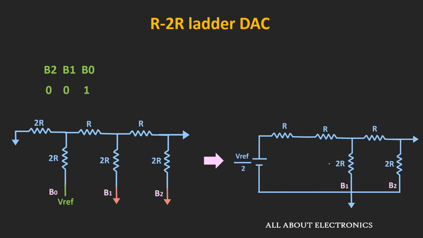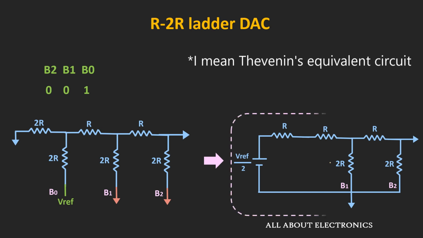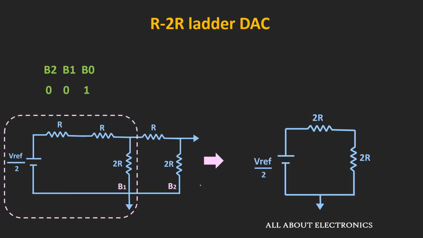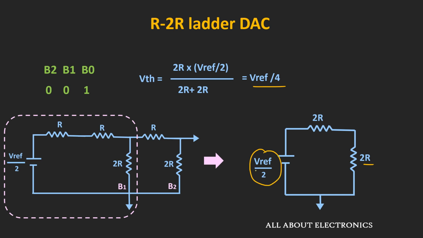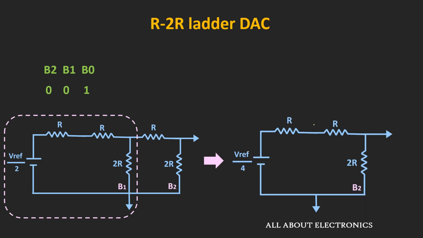So once again, let us find out the Thevenin's equivalent for this portion. So for this portion, the Thevenin's equivalent voltage VTH will be equal to 2R divided by 2R plus 2R multiplied by V reference by 2, that is equal to V reference by 4 volt. And to find the Thevenin's equivalent resistance, we will consider this voltage source as 0. That means the Thevenin's equivalent resistance will be equal to R. So if we replace this entire portion by the equivalent circuit, then the equivalent circuit will look like this.